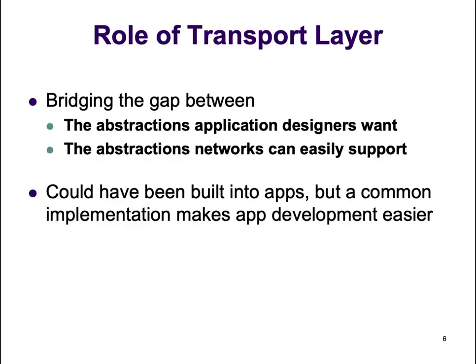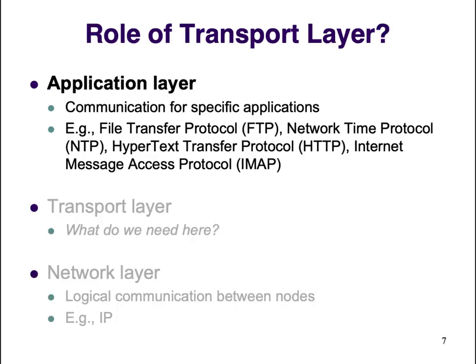We've said this in the past, but I want to reiterate that the role of the transport layer is to bridge the gap between the abstractions that people who write application level code want to work with, versus the abstractions that the network can support. We build our transport layer into the operating system because it acts as a common service for all applications. If we didn't have the transport layer or something like TCP, every application would have to deal with all the idiosyncrasies of the network layer. Okay, so let's dig into that a little more. What exactly does this mean?